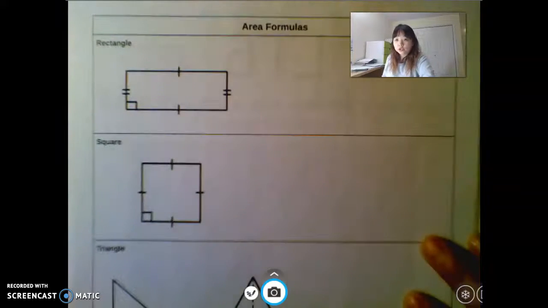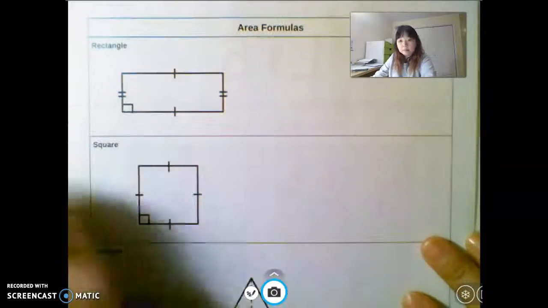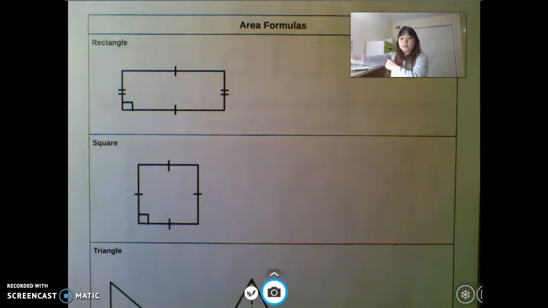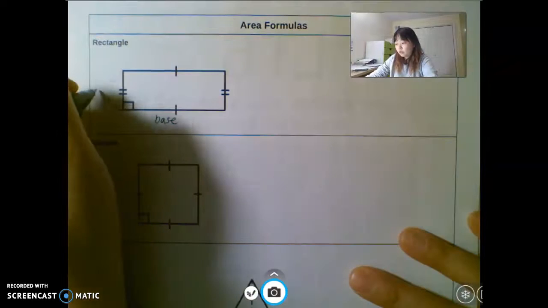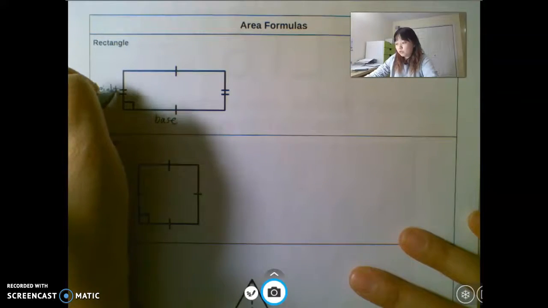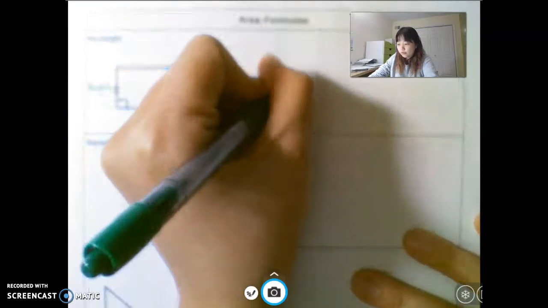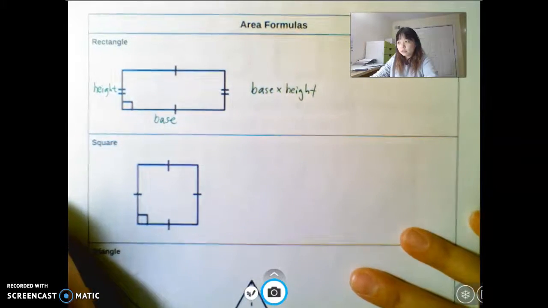Let's make sure we have the formulas. And yes, of course, you can use your notes during the test, so take all the notes so you can use them on the skills check. Area of a rectangle, you might see length times width, but I'm going to call it base and height. I think it's better for us to always unify what we say. So base times height.